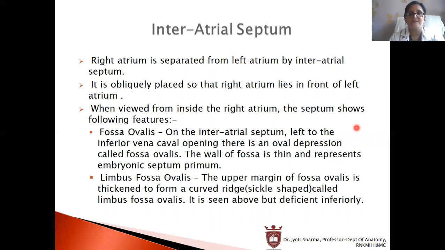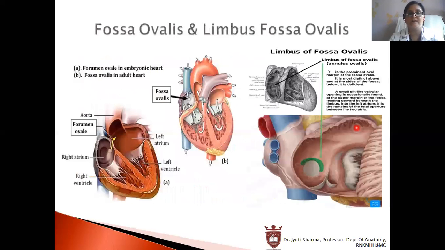The fossa ovalis. On the interatrial septum, left to the inferior vena caval opening, there is an oval depression called fossa ovalis. The wall of fossa is thin and represents embryonic septum primum. The limbus fossa ovalis. The upper margin of fossa ovalis is thickened to form a curved, sickle-shaped ridge, called limbus fossa ovalis. It is seen above but deficient inferiorly. Now we can see in the diagram, this is fossa ovalis and this is the upper margin having limbus fossa ovalis.